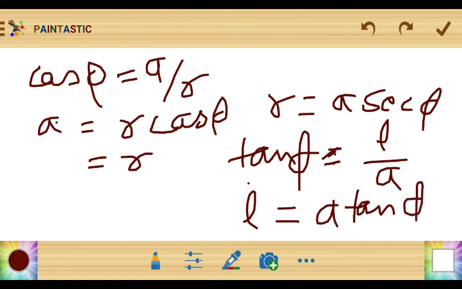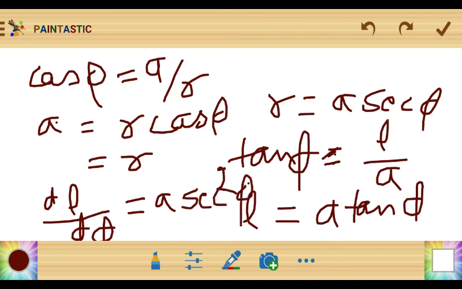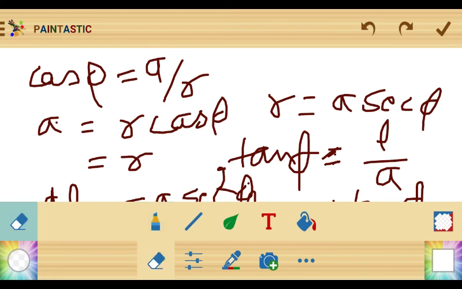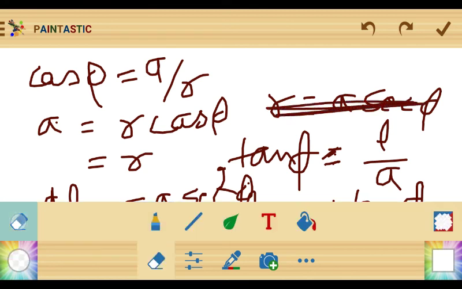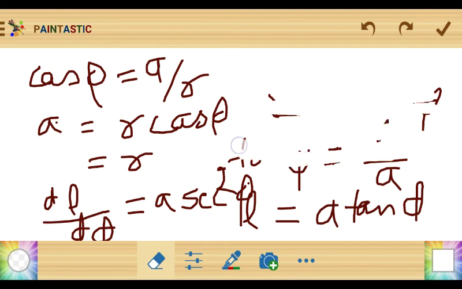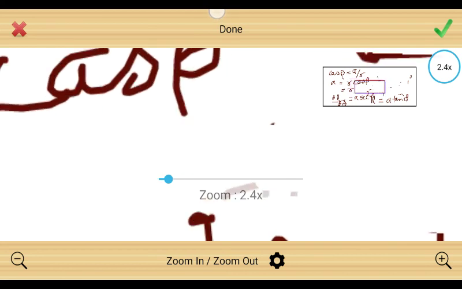If I differentiate this equation with respect to phi, dl upon d phi is equal to a, which is a constant and fixed, times the differentiation of tan phi, which is sec square phi. So dl upon d phi is a sec square phi.